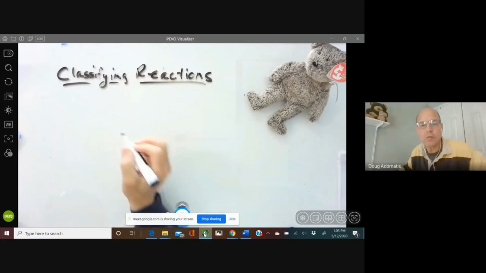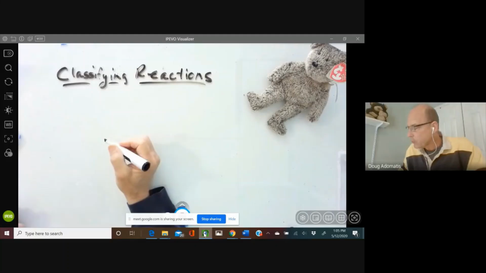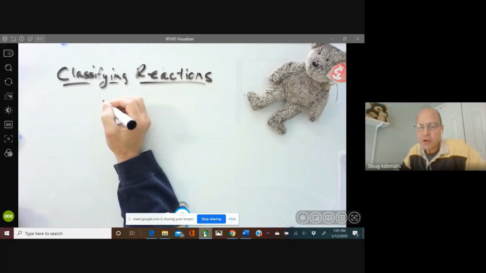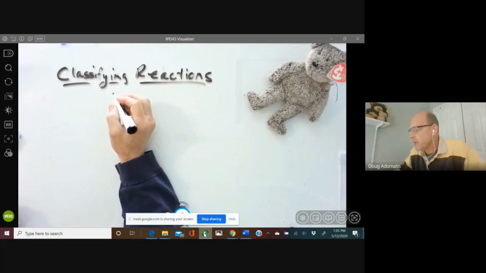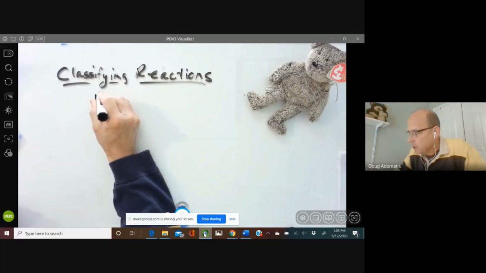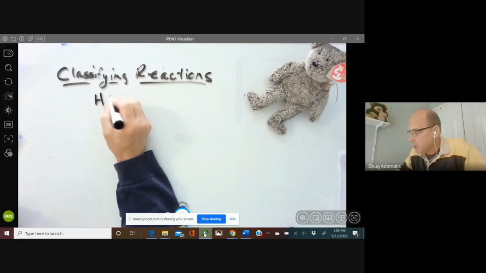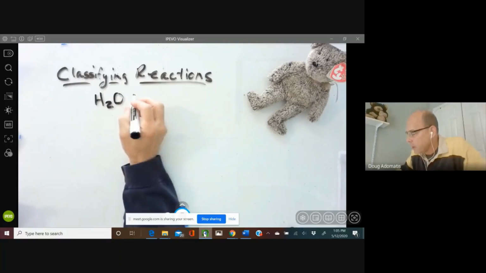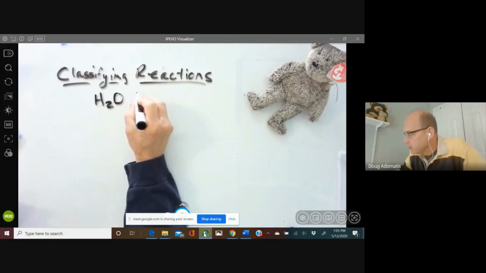Classifying chemical reactions. So scientists use models all the time, and I'm going to be showing you some models. Let's do an example reaction. Say the Martian reaction. I really love that one because it goes forwards and backwards, and it's something that you readily understand.